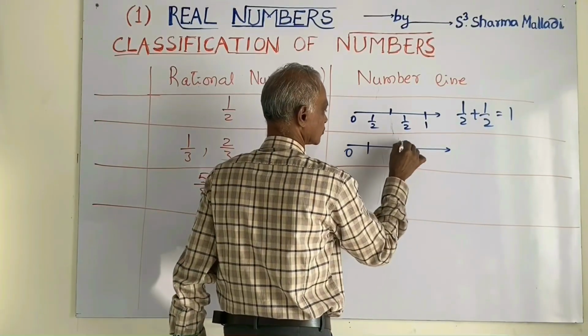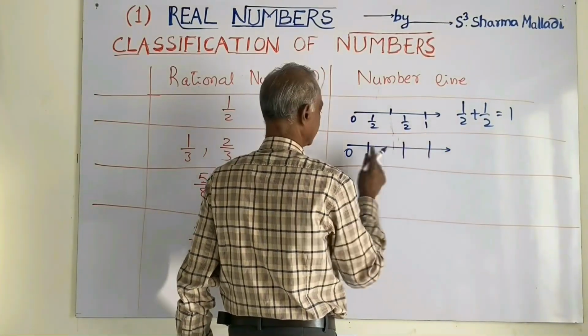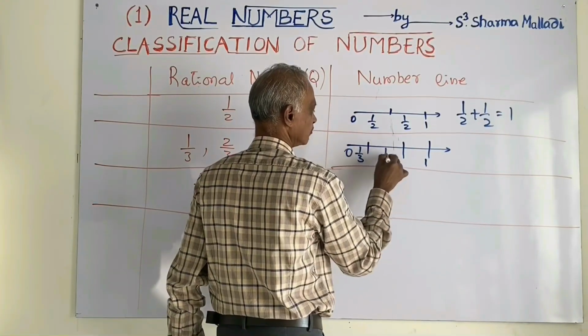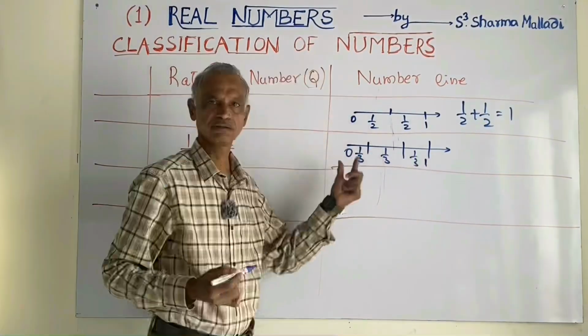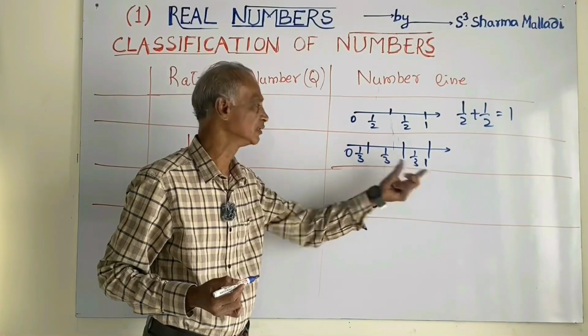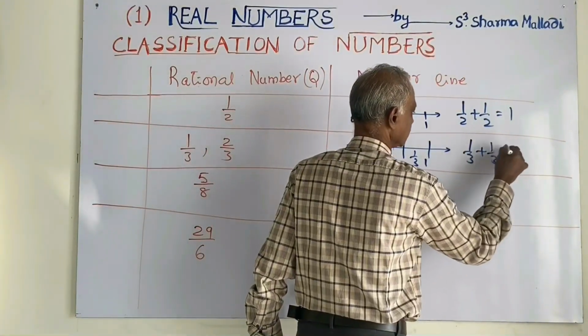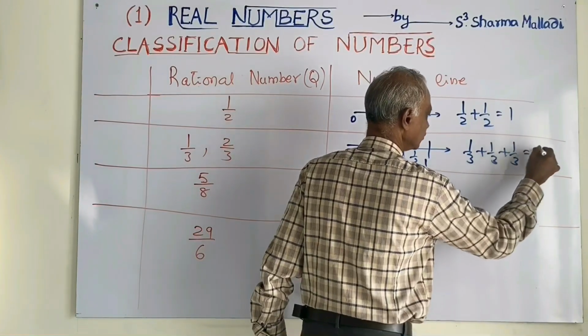1, 2, 3. This is 1. This is 1 by 3, 1 by 3, 1 by 3. How many 1 by 3's make 1? 3 1 by 3's. 1 by 3 plus 1 by 3 plus 1 by 3 is equal to 1.